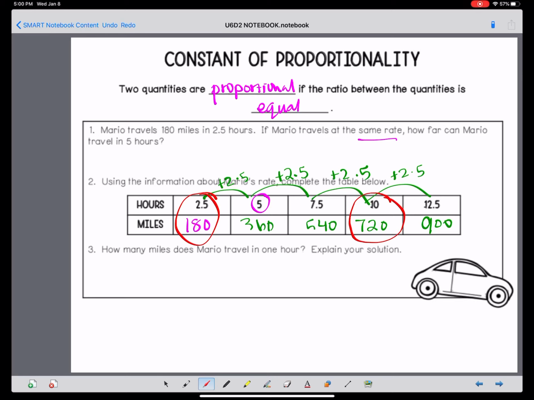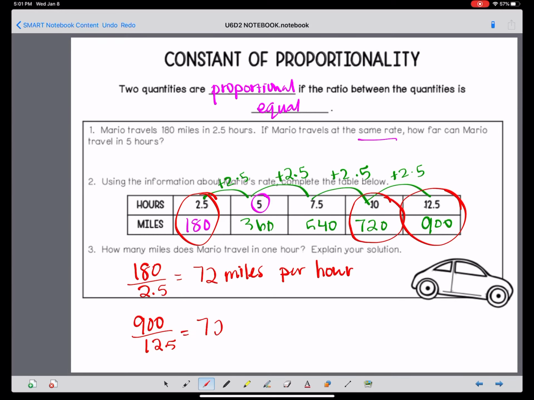So here's how you can do it. You take the bottom number on our table and you're going to divide it by the top number. So you could do 180 divided by 2.5, and if you do that, you're going to get 72. What this means is Mario traveled 72 miles in 1 hour. You could also do any other number here. You could do 900 divided by 12.5. And what you'll see is you'll still get that he traveled 72 miles in 1 hour.